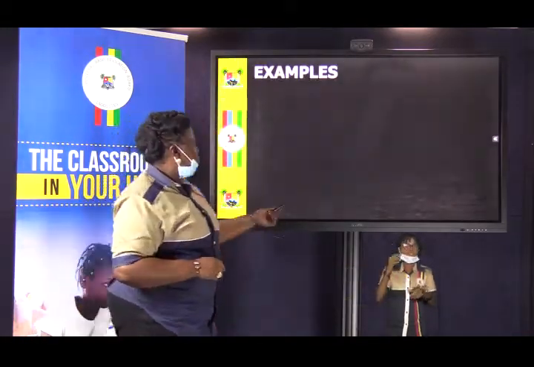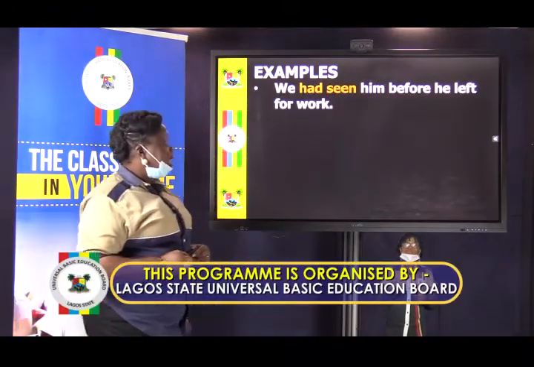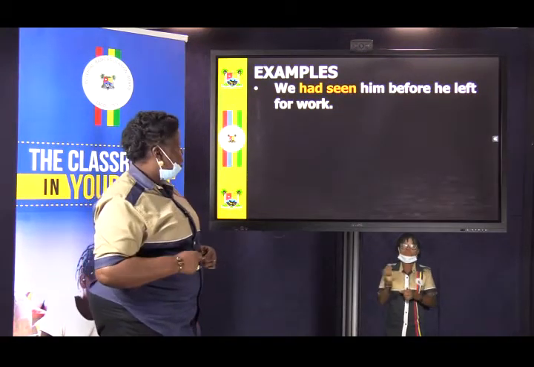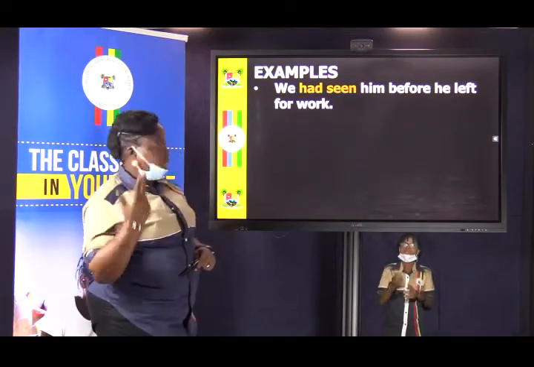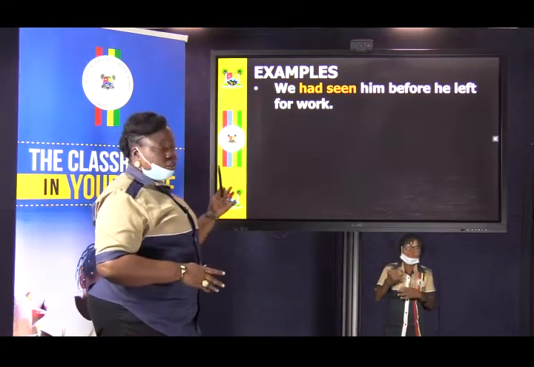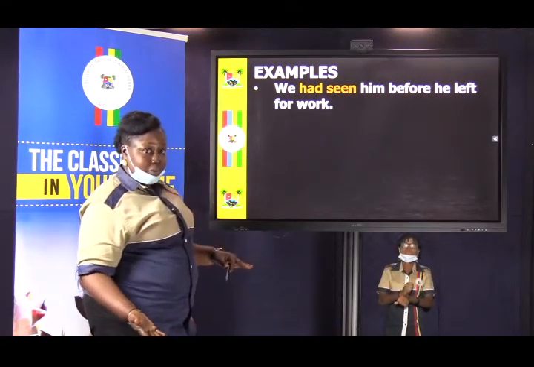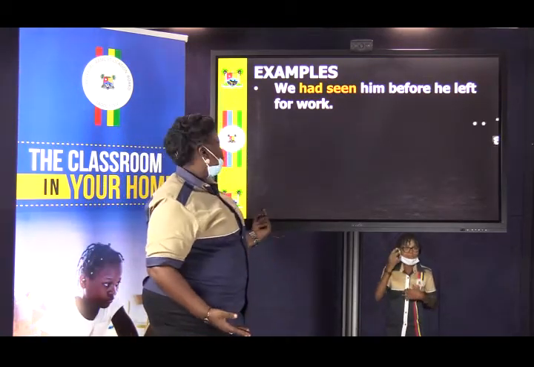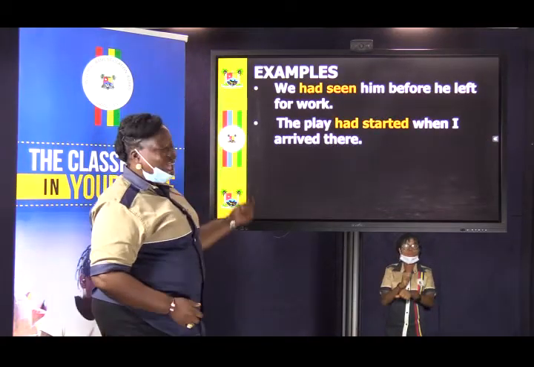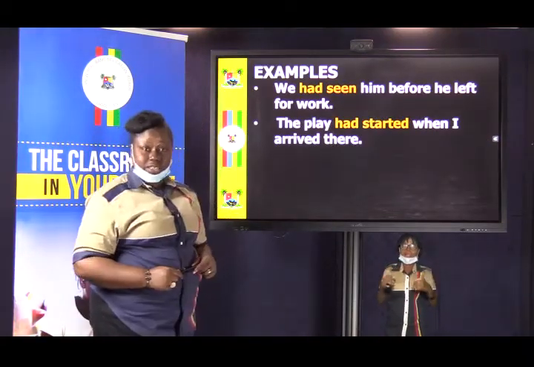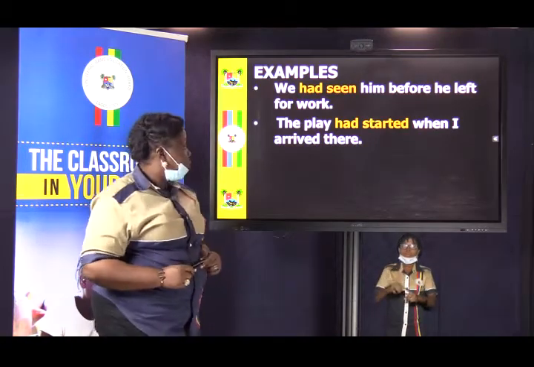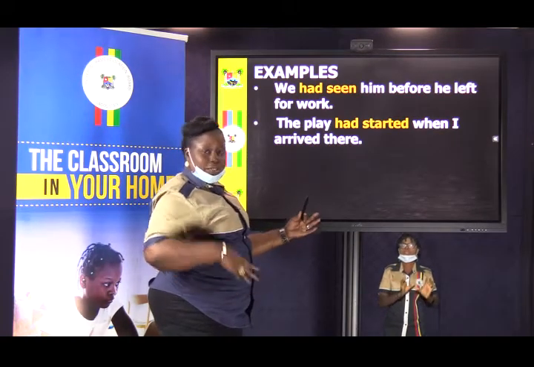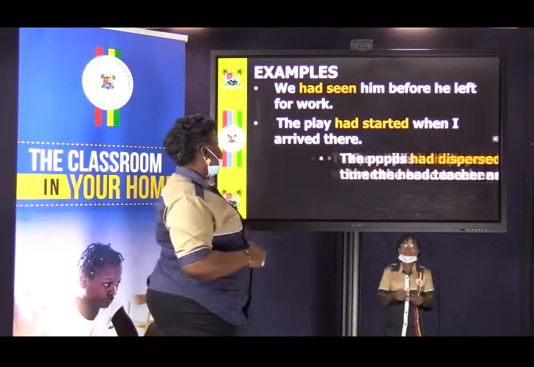Let's look at examples. We had seen him before he left for work. Two actions are involved here. We had seen him, he left for work. One action took place before another in the past. Another example: the play had started when I arrived there. Two actions, one taking place before another in the past.